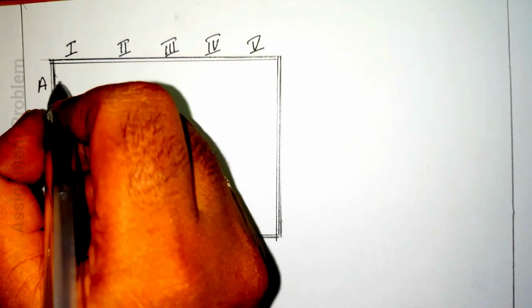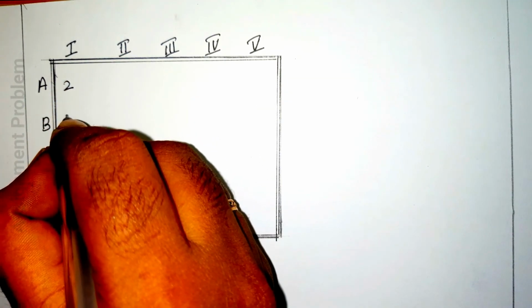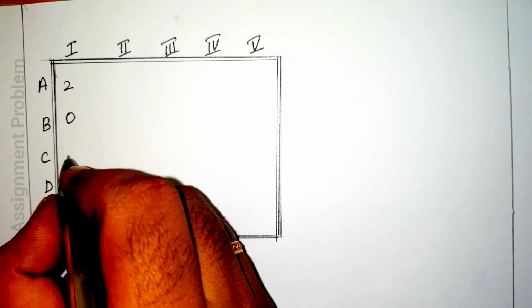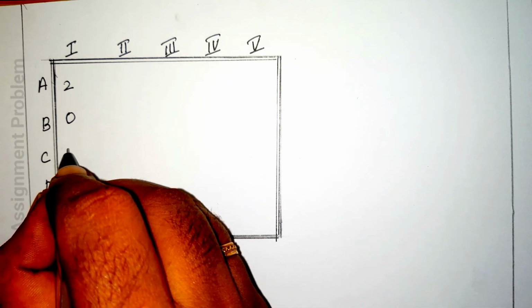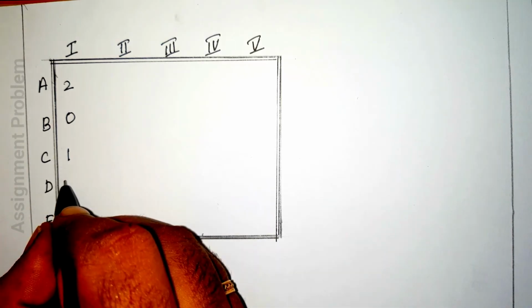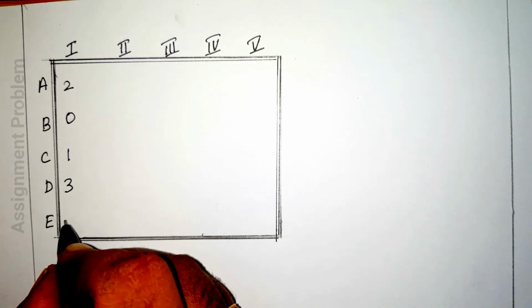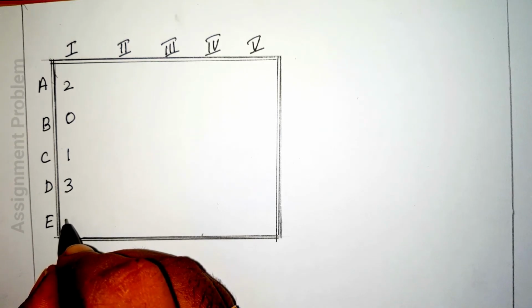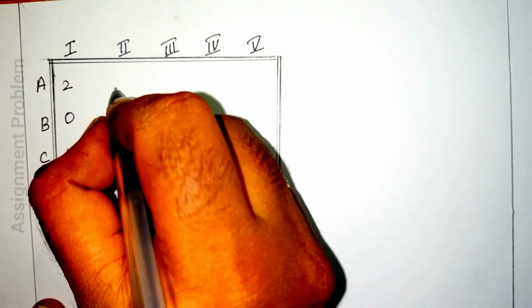First value is covered with a single line, so write as it is. Second value covered with a single line, so write as it is. Third value not covered with the line, so subtract 1. So 2 minus 1 is 1. And 3 is covered with a single line, so write as it is. And 3 is not covered with any line, so you have to subtract 1, that is 3 minus 1 is 2. The next value, 2, is covered with a single line, write as it is.